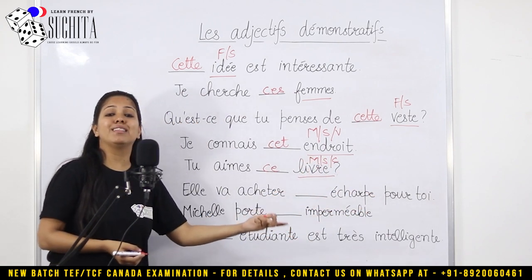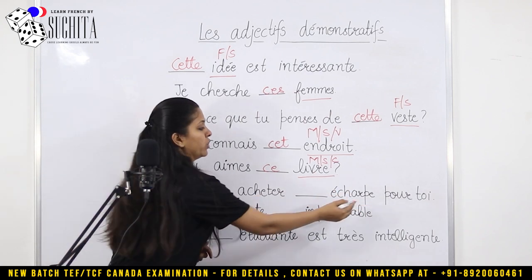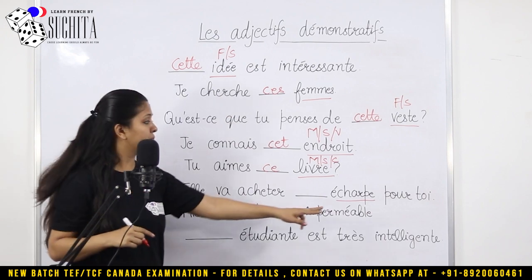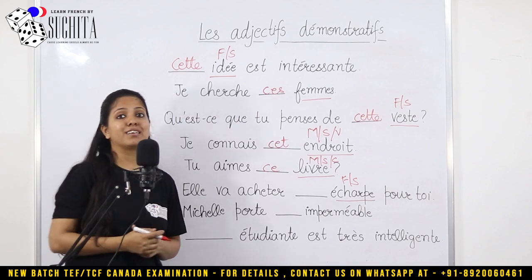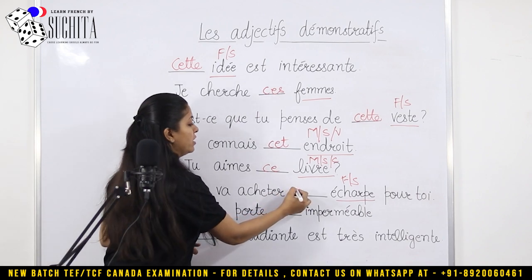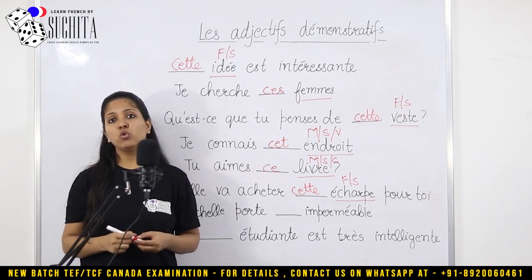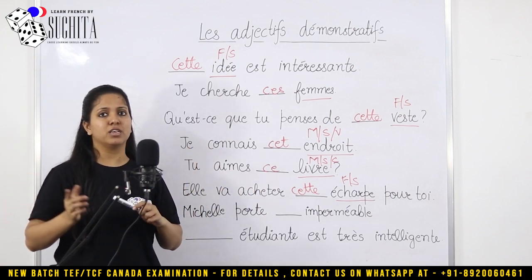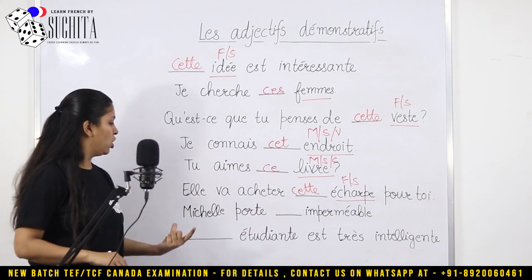Now, elle va acheter, she is going to buy, cette écharpe pour toi. She is going to buy this muffler or this scarf for you. Look at the word, écharpe. That's masculin ou féminin? C'est une écharpe. That's ending with E, so it is feminine. And that is singular. So you say, elle va acheter cette écharpe pour toi. I told you if it is feminine singular, you do not have to care about if it begins with a vowel or a consonant. In both the cases, you are going to apply the third option, which is cette.